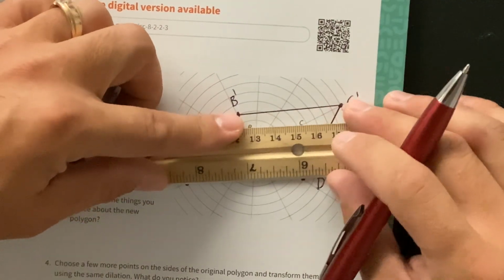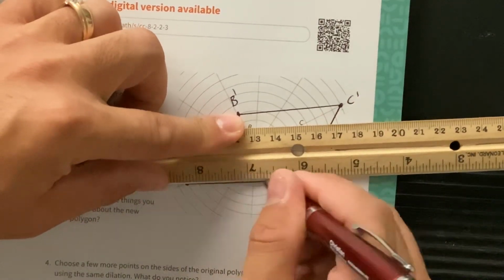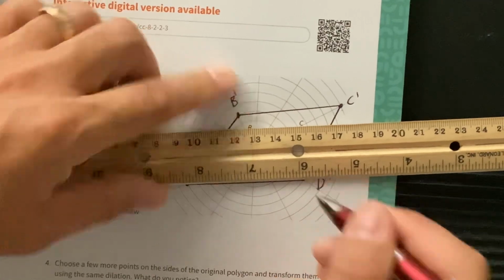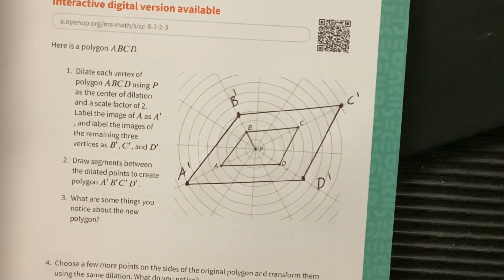So concentric circles makes it a little easier for you. And they all have the same center. That is the definition of that.